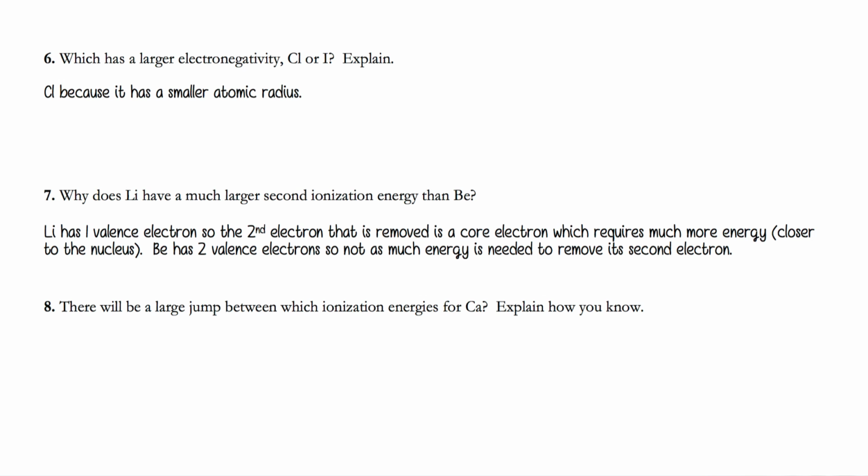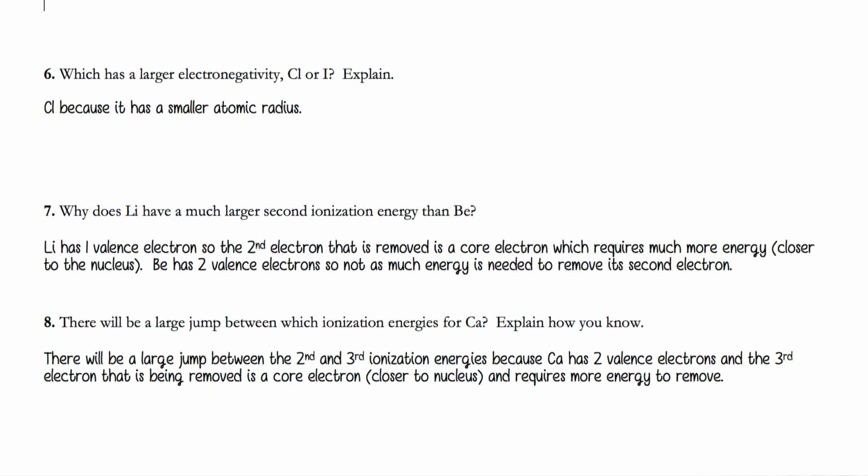All right. And then for the last one, there will be a large jump between which ionization energies for calcium? Explain how you know. Well, I know that calcium has 2 valence electrons, so to remove the first 2 electrons is not going to require that much energy. But to remove the third, that is where you're going to see a large jump in energy because I'm now removing a core electron. So there will be a large jump between the second and the third ionization energies simply because calcium has 2 valence electrons, and that third electron is a core electron. And remember, the reason why a core electron requires so much more energy to remove is because it's that much closer to the nucleus, causing a greater attraction for electrons.